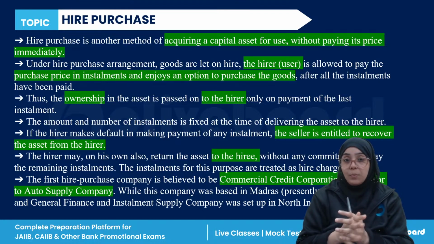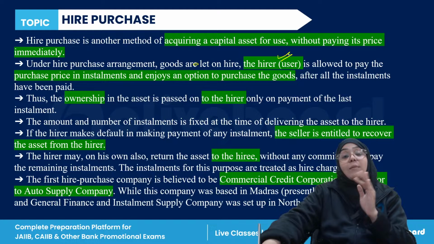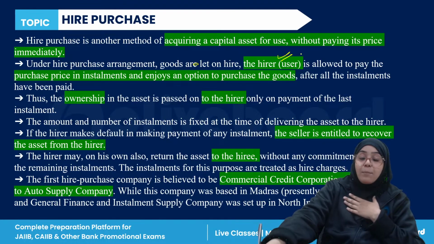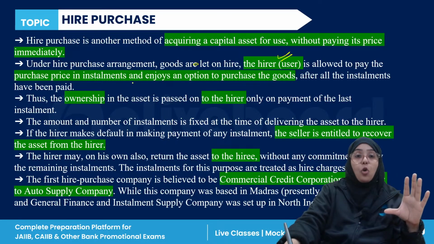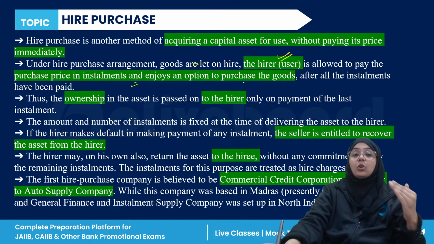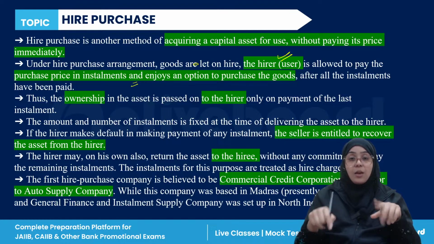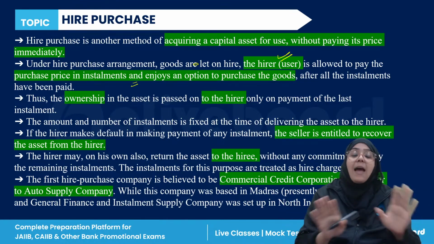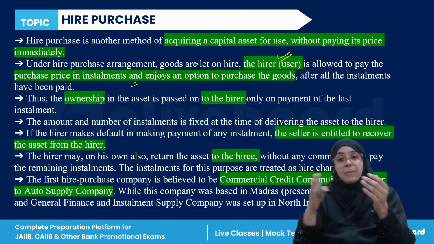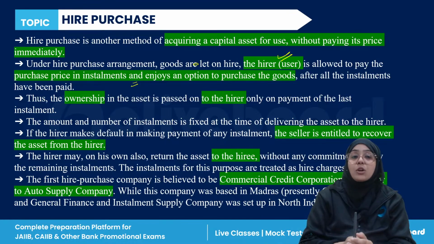In a hire purchase arrangement, goods are let on hire. The hirer means whoever is the user. For example, I have purchased that particular asset, so I am the hirer, I am the user. I am allowed to pay the purchase price in installments and I have the option to enjoy the use of that good also. The ownership of that capital asset is transferred to me once all the payment has been done. When I have completed the last installment, then ownership of that asset is transferred to me.